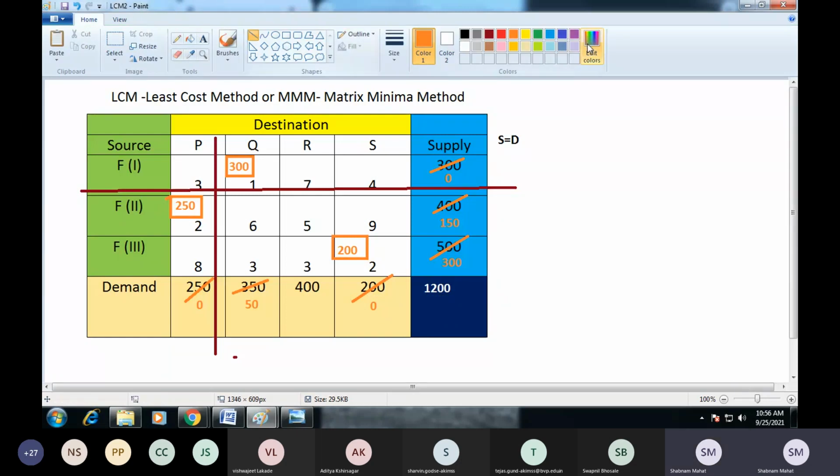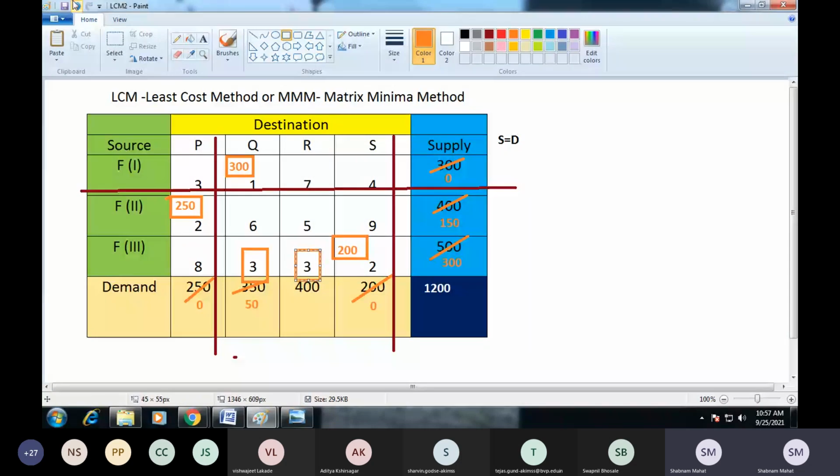Again, we have to check that the destination's demand is almost fulfilled. Okay, so check the remaining parts again. So my remaining part is these. Out of that remaining part, again we have to find the minimum cost. There are two minimum costs, 3 and 3. 3 repeats two times, so you can select any cell.